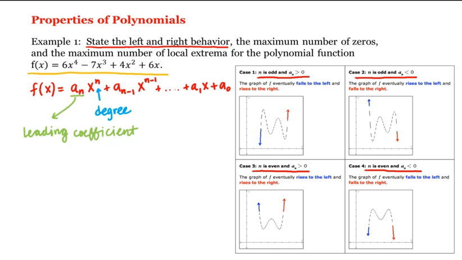So looking at our polynomial here, we see that the degree is 4 and that the leading coefficient is 6. That is, n is equal to 4, which is even, and a sub n is equal to 6, which is greater than 0. So we're in this case here. We're in case 3. Which means that we can write our answer up here that the graph of f eventually rises to the left and rises to the right.